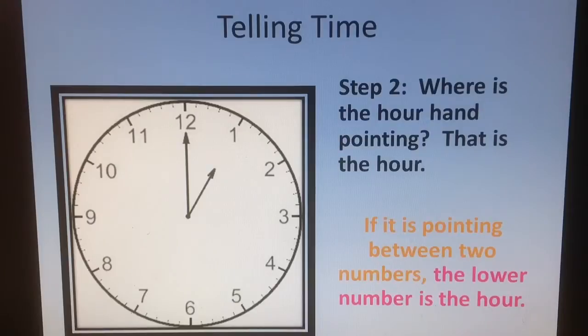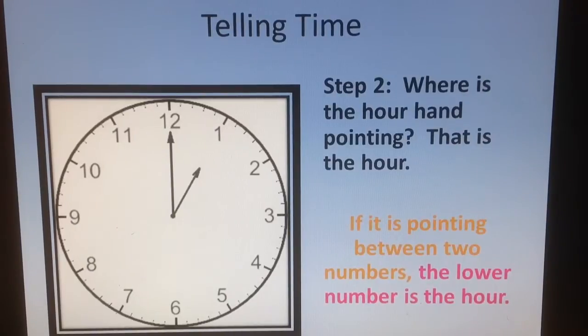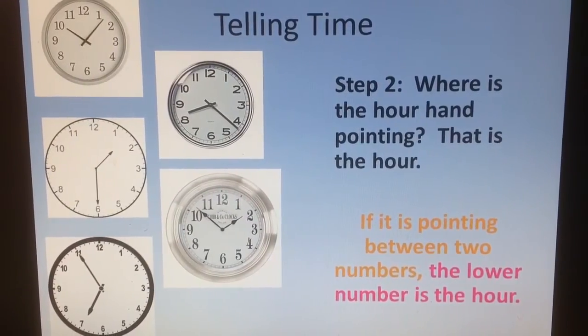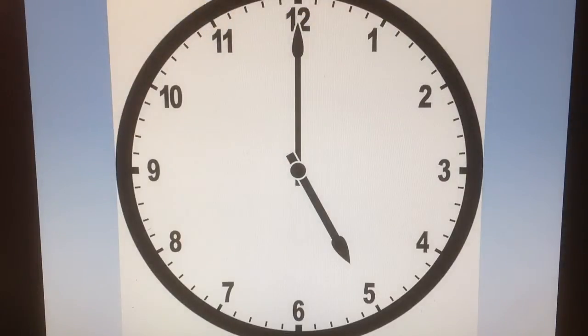If it's pointing between 2 numbers, the lower number is the hour. The number, I should say, that comes first is the hour. So we looked at these clocks, talked about what hour these clocks were as practice. And then I put a whole bunch of clocks here and had students just look at the hour hand.